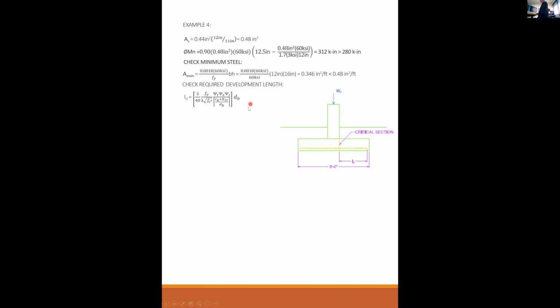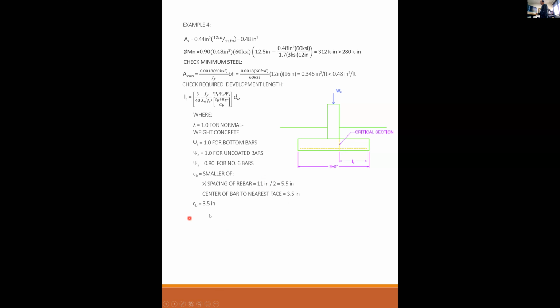And remember this equation from last lecture, where lambda is 1 for normal weight, psi t is 1 for a bottom bar. This is definitely a bottom bar. Psi e is 1 for uncoated bars. Psi s is 0.8 for a number 6 bar. That's that size factor. cb is the smaller of half the spacing. Remember, I chose a spacing of 11, so 11/2 is 5.5 inches. Or center of bar to the nearest face, which is 3.5 inches.